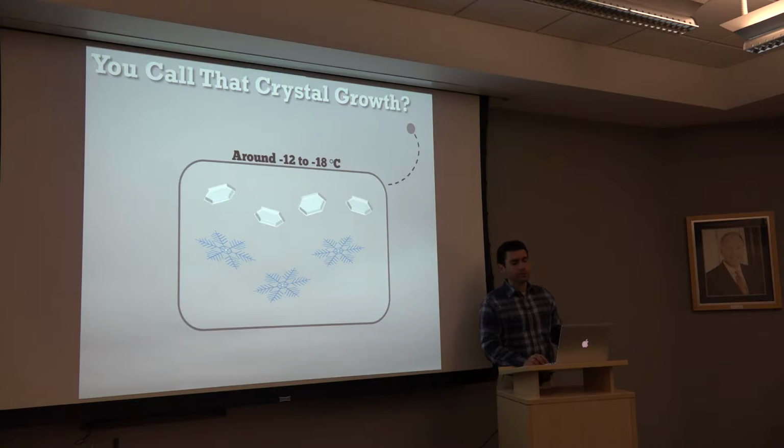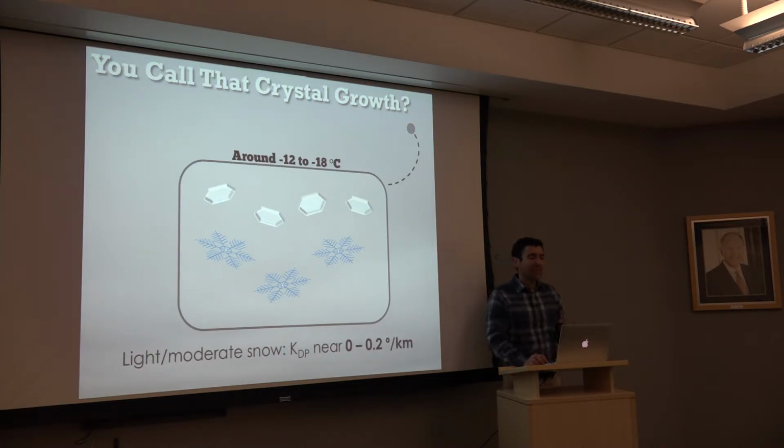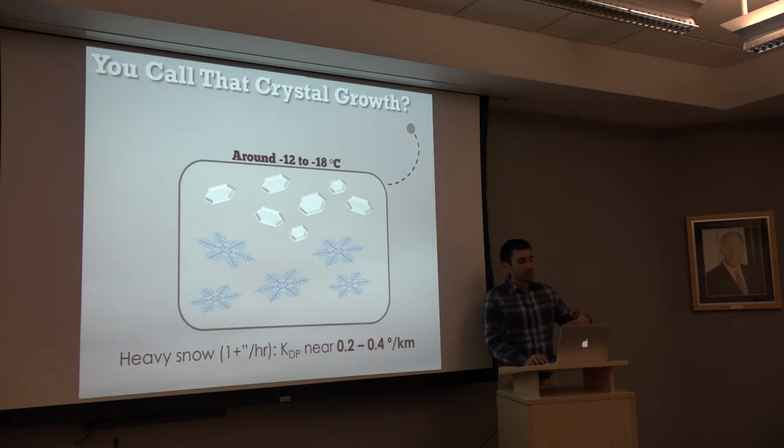So you call that crystal growth? Let's really grow some crystals here. For light to moderate snow, KDP is generally, and these are not hard and fast numbers, there's a little bit of gray area on either side of them, in the range of about 0 to 0.2. And so you're already seeing how subtle of a range it is if we're talking 0 to 0.2 degrees per kilometer. Let's say we're getting to heavier snow, 1+ inch per hour. KDP can be somewhat higher, maybe 0.2 to about 0.4 degrees per kilometer.